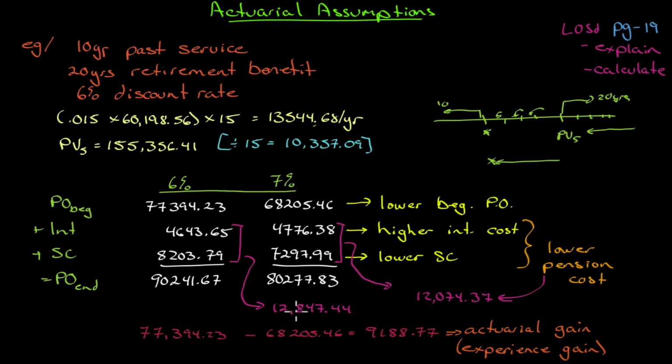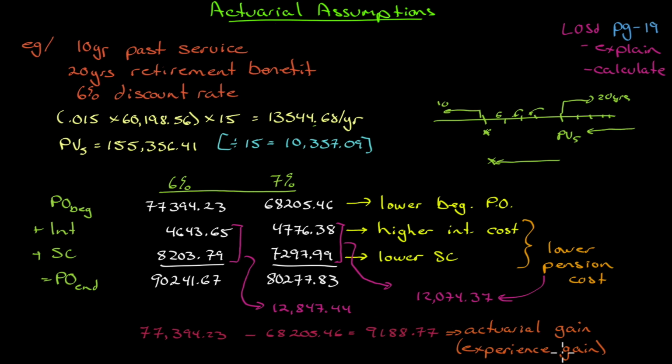So what we would do here is we have the 77,394.23 at the beginning of the period here. Subtract the 68,205, and we get 9,188.77. That's the difference. We've lowered the pension obligation by 9,188.77. That's called an actuarial gain.